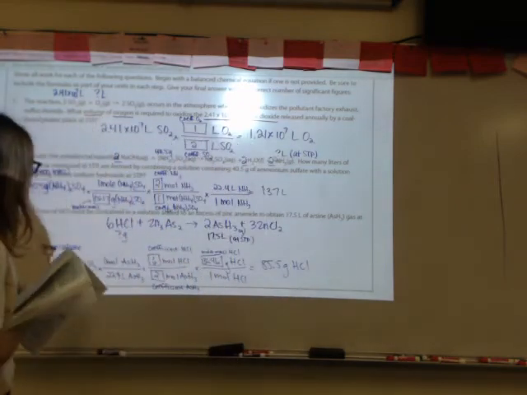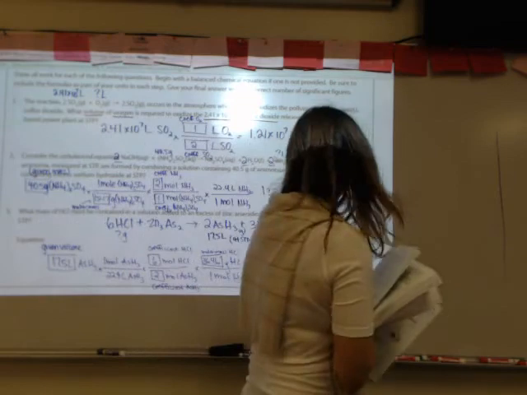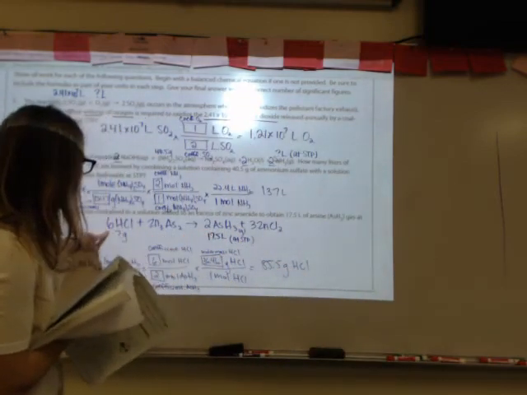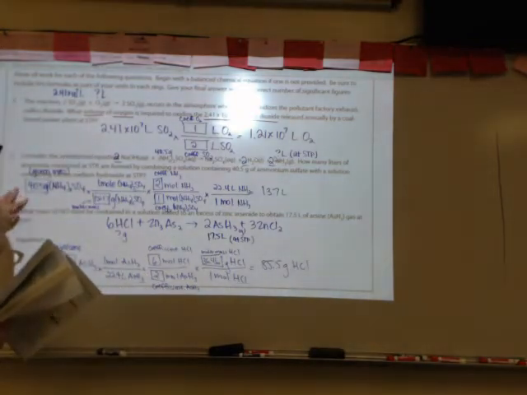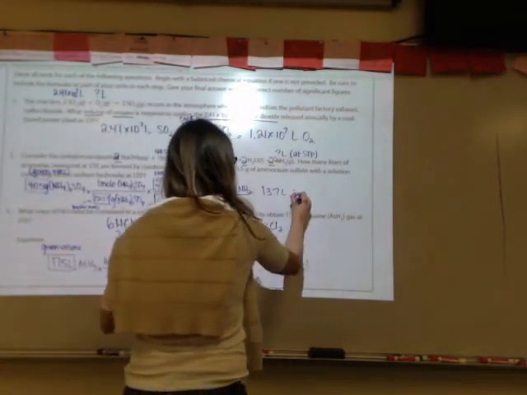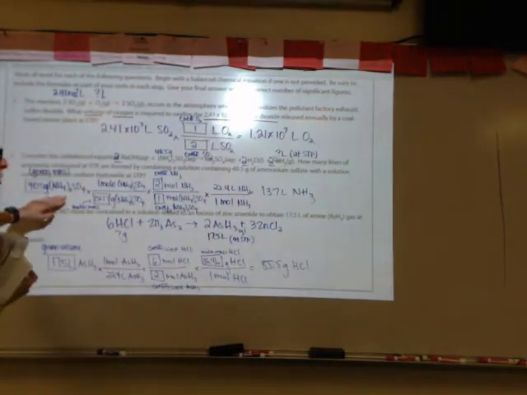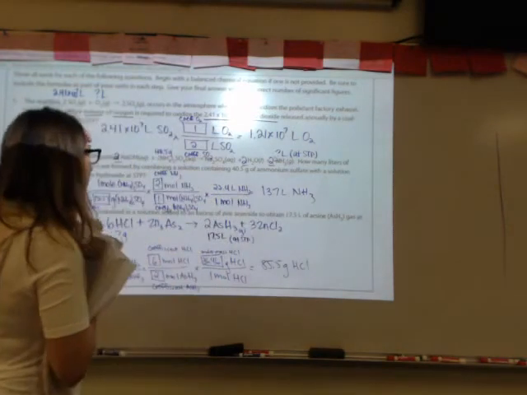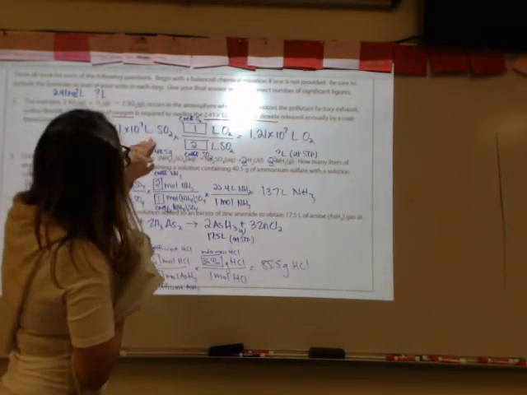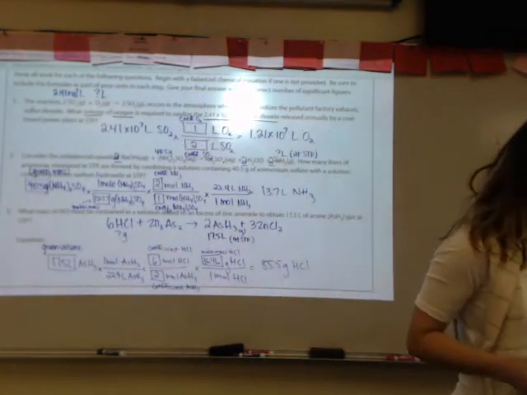So this is a liters of A to grams of B problem. So your A was your AsH3, your B was your HCl. Up here, number 2, this is a grams of A to liters of B problem. So your A was the ammonium sulfate, your B was your ammonia. In number 1, this was a liters of A to liters of B problem. A was SO2, B was O2.